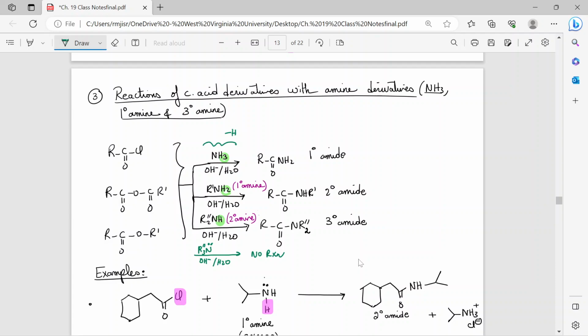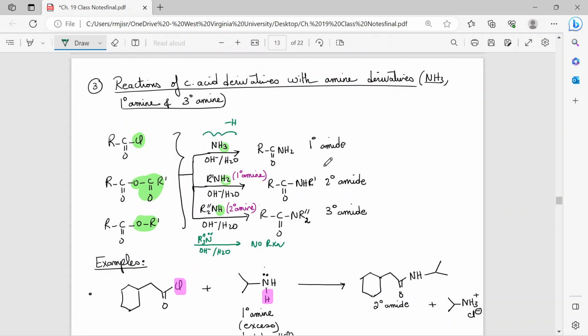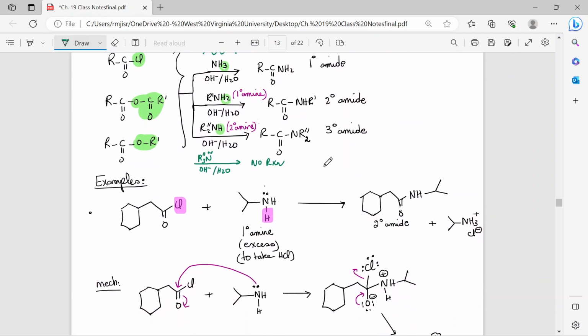So you're going to be losing a hydrogen and leaving a group of the derivative of the carboxylic acid. So your byproduct is going to be either an HCl if you start with an acid chloride, or a carboxylic acid if you start with an anhydride, or an alcohol if you start with an ester. Let's have an example in there.